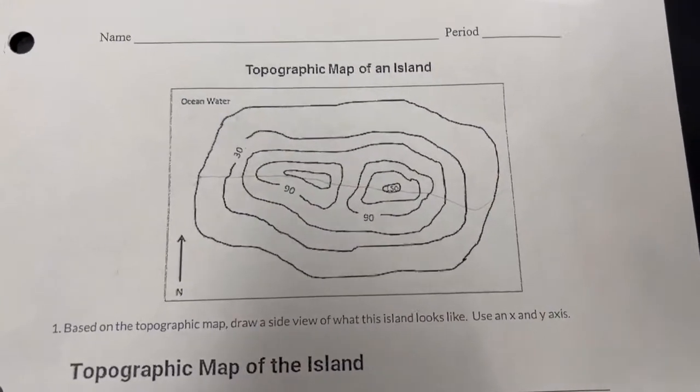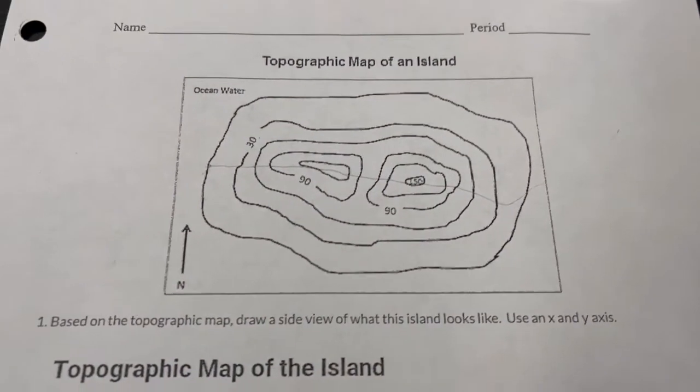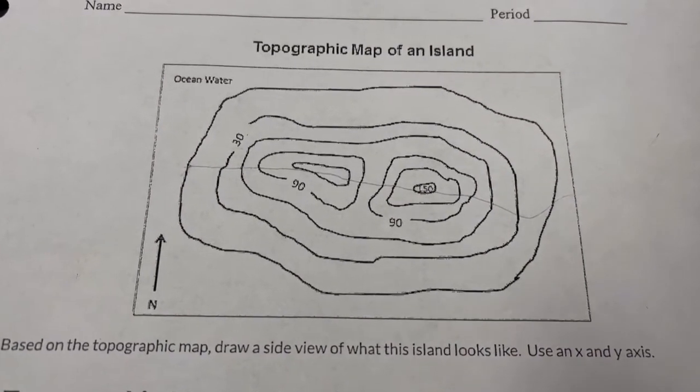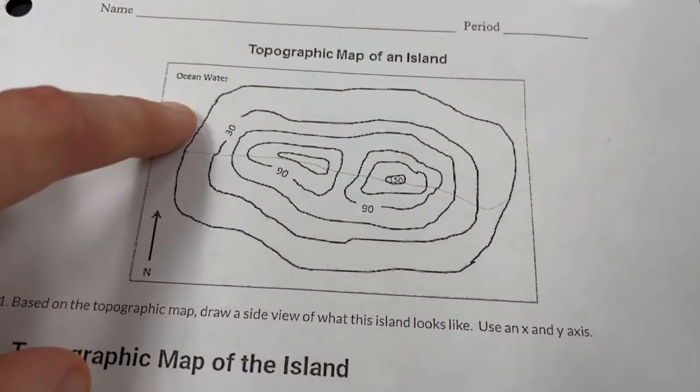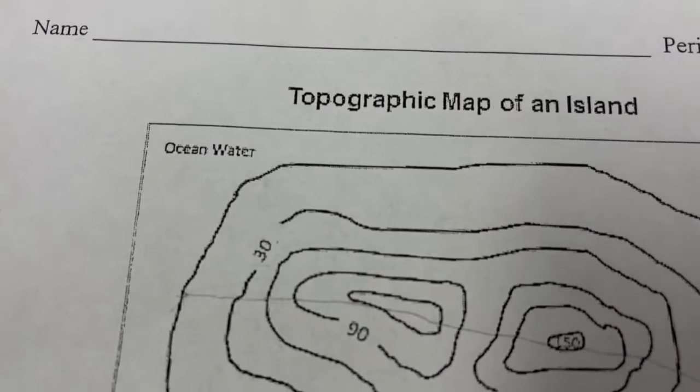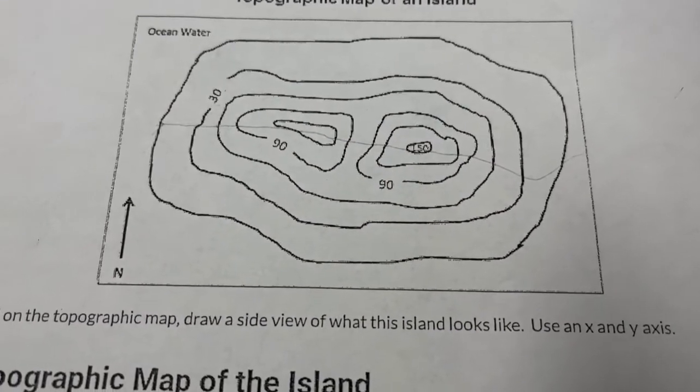Topographic map of an island. This is what it might look like if you were going to go on a hike and you saw a map that looks just like this. Well, right here would be colored in blue all the way around here because that would be the water. It says ocean water right there, as you can see. But all of this is land.